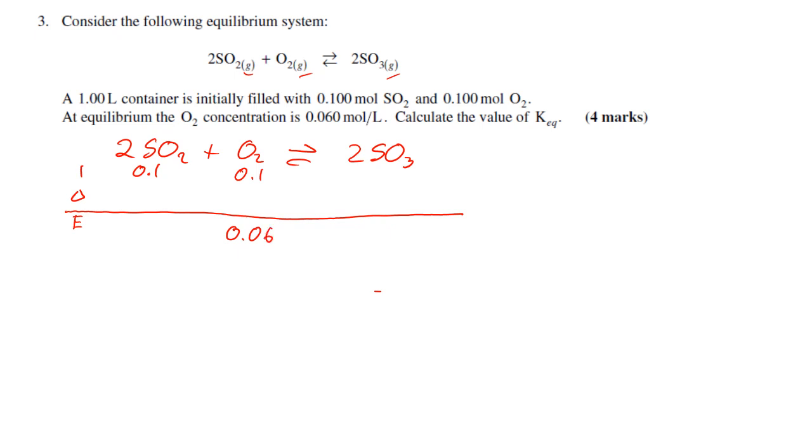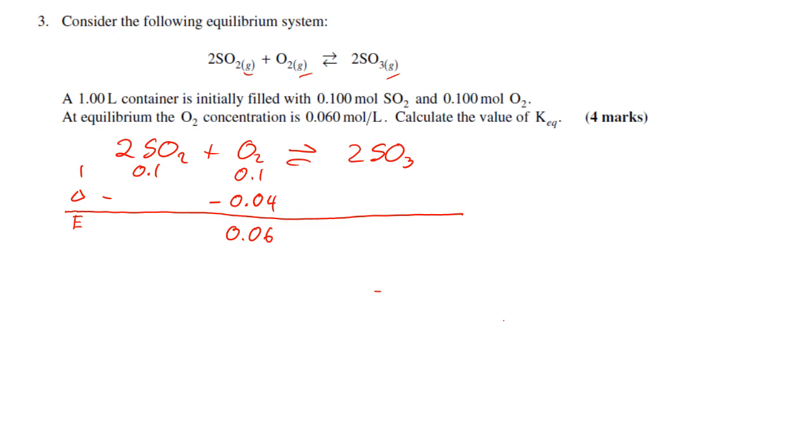Okay, so this decreased right here. That decreased, and that means this is going to decrease as well. Now, how to go from 0.1 to 0.06? Well, it decreased by 0.04. That's how much it decreased by.